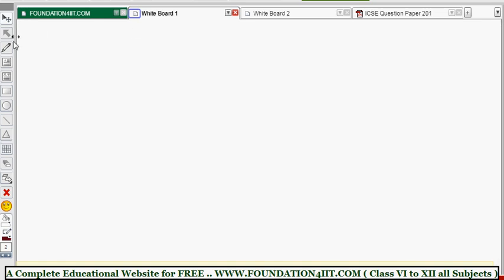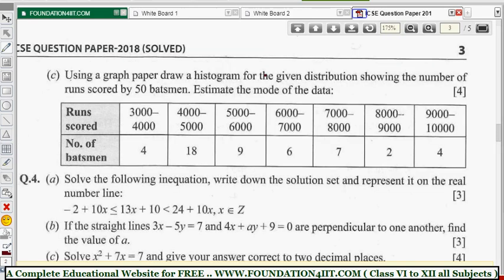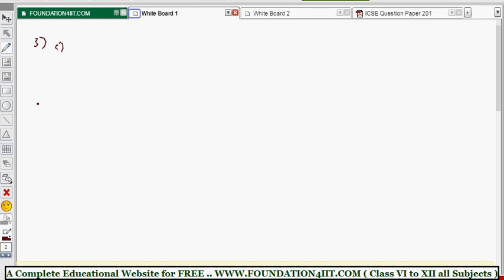Question number 3 is C. So runs scored 3000 to 4000 is 4, 4000 to 5000 is 18. It's an exclusive case, so we need not change anything. Then we can draw the graph. We take the graph paper.